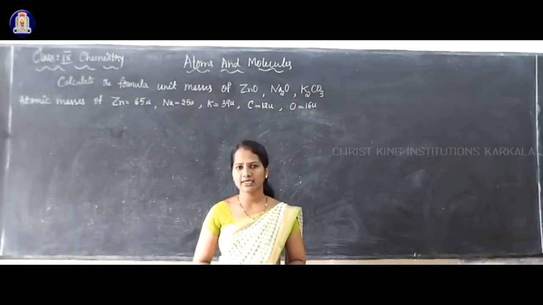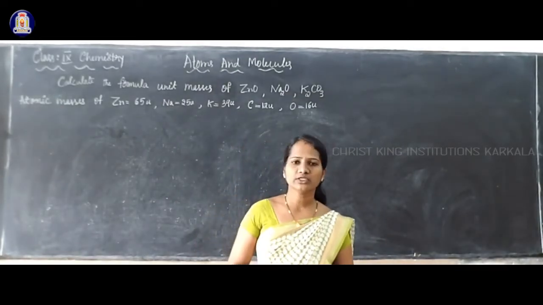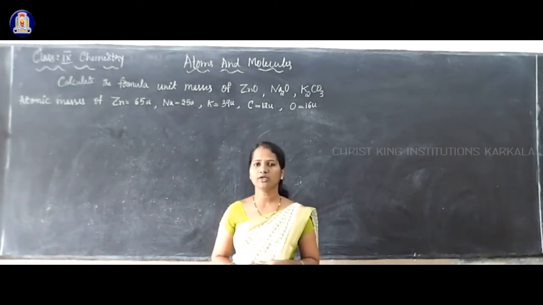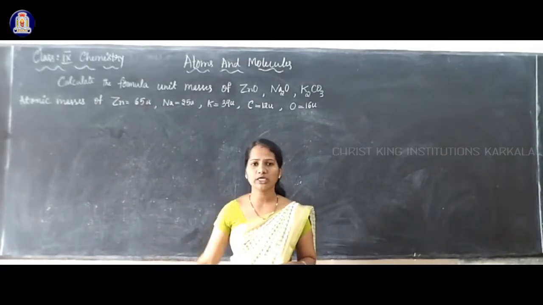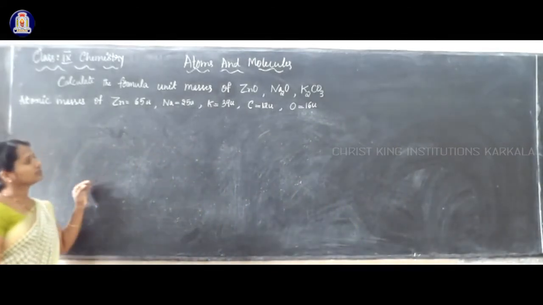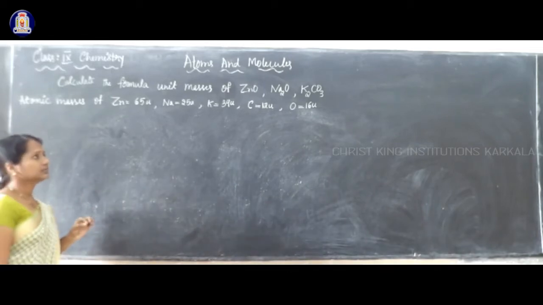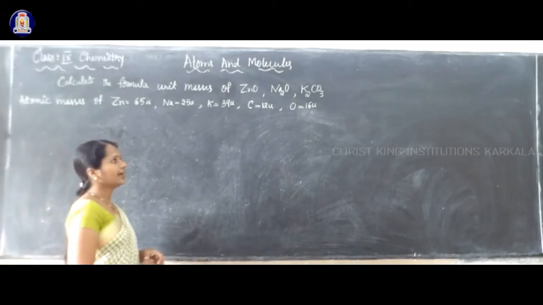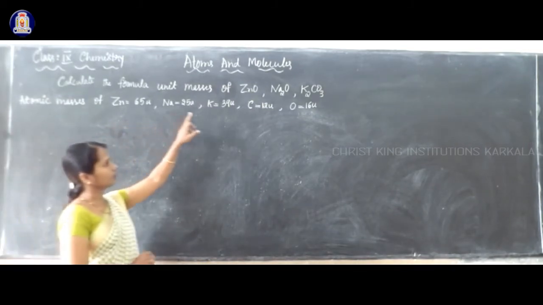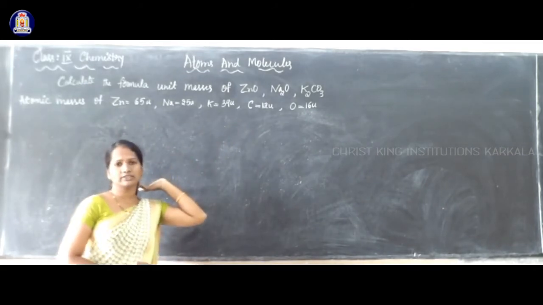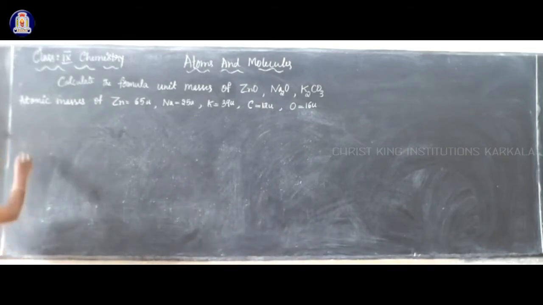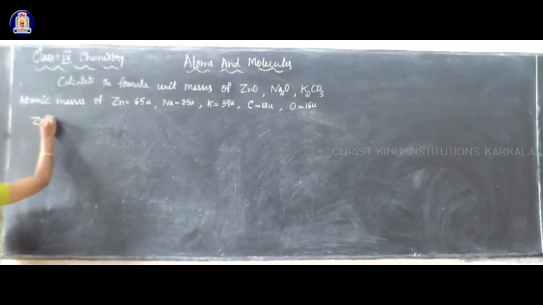So I was discussing formula unit mass. Calculation of formula unit mass is the same as the calculation of molecular mass. So we will calculate the formula unit mass of these compounds. The question is, calculate the formula unit mass of zinc oxide, sodium oxide and potassium chromate. Atomic masses of zinc, sodium, potassium, carbon and oxygen are given. First, zinc oxide, ZnO.